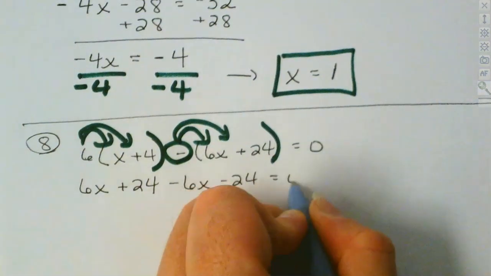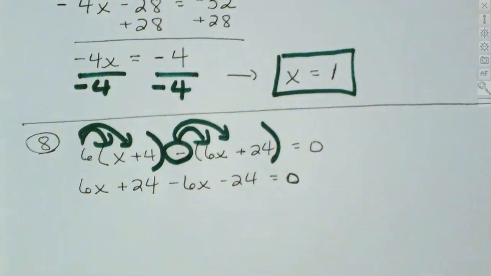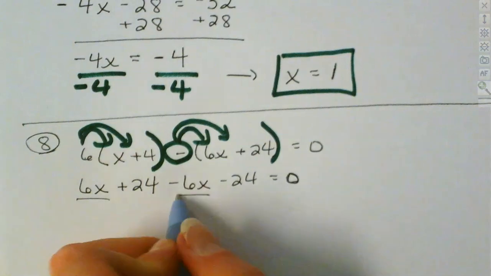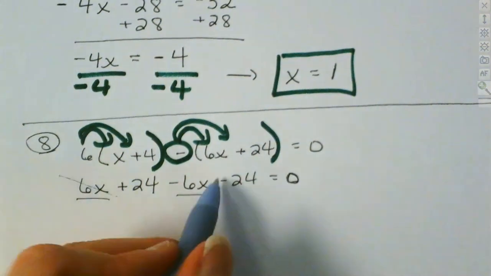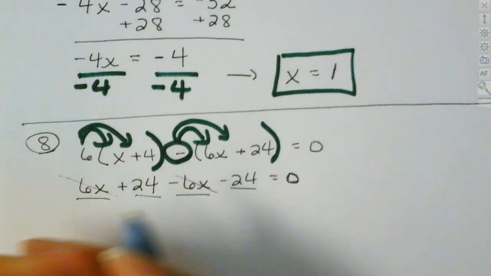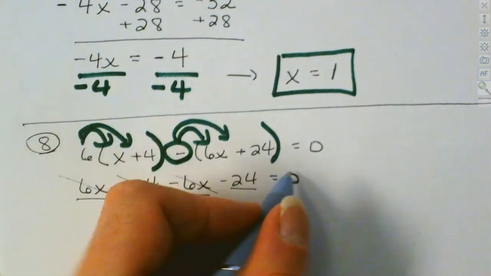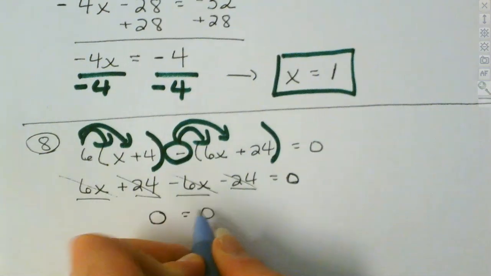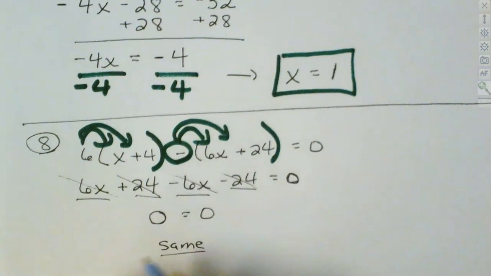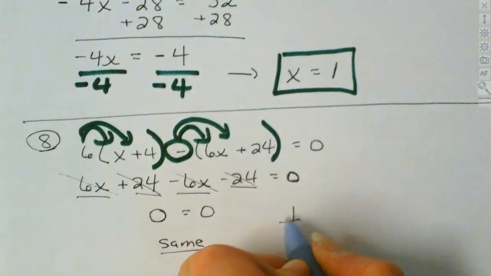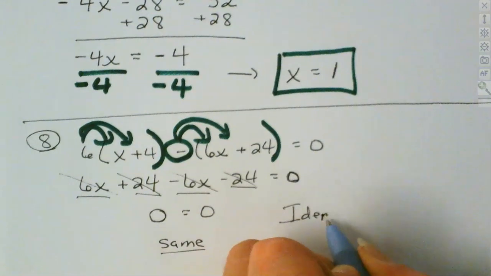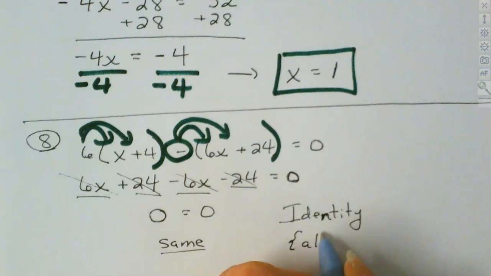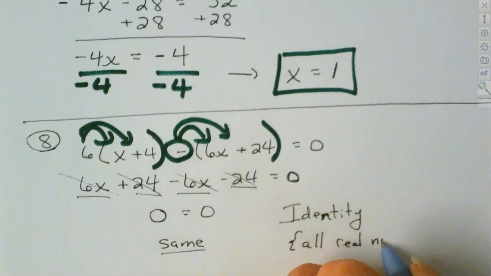Now, you are correct, because what's going to happen on the left-hand side? Yep, everything goes, because a 6x and a negative 6x, those can cancel. 24 and a negative 24, those can also cancel. So what are we left with now? 0 equals 0. Now, these are the same, aren't they? If they are the same, then what does that mean it is? It's an identity. And what's my solution set? All real numbers.